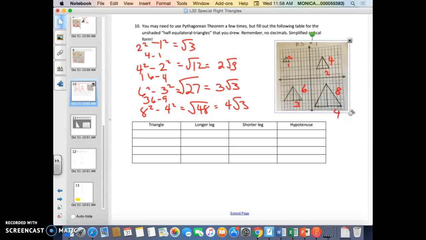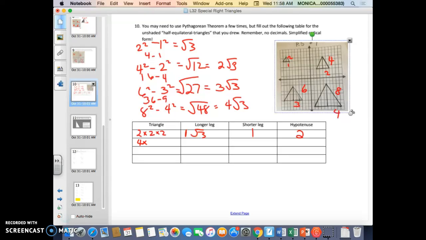Okay, so let's look at the relationship. So if it was an equilateral 2 by 2 by 2, the long leg is the square root of 3. The short leg was 1, and the hypotenuse was 2. So please note, if there's nothing there, there's an invisible 1 here. So basically, to get the hypotenuse, you take the short leg times 2. And to get the long leg, you take the short leg times the square root of 3. Let's see if that's true.